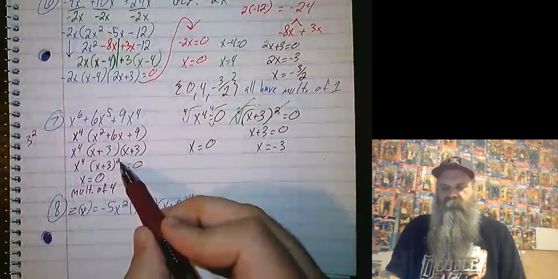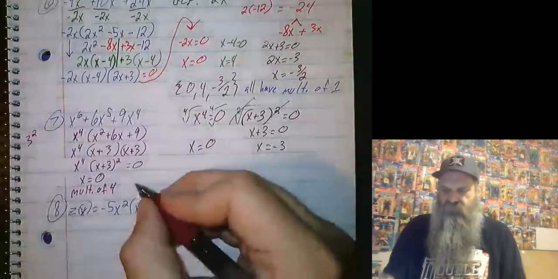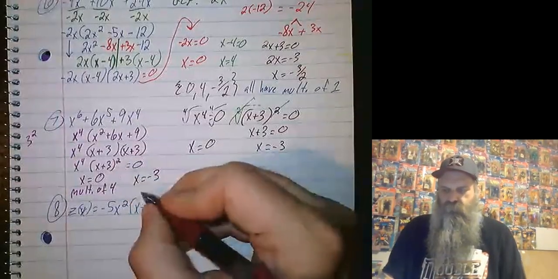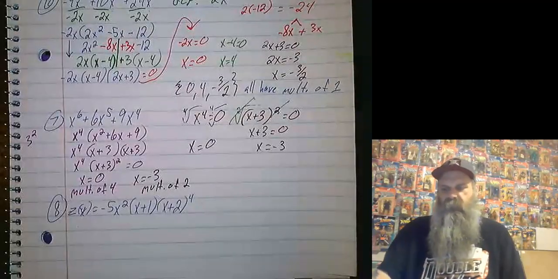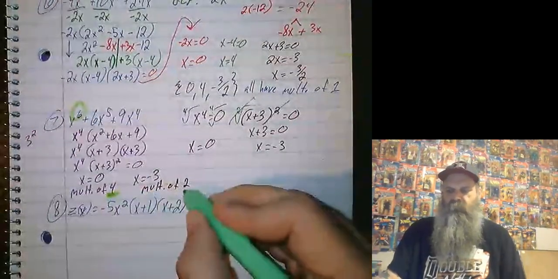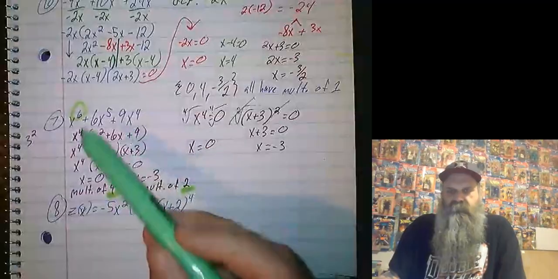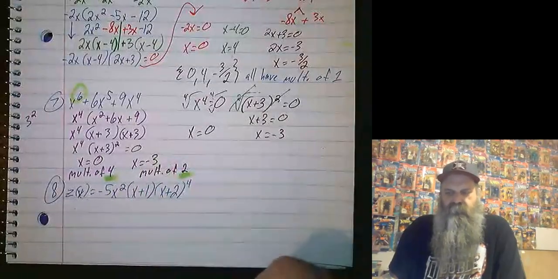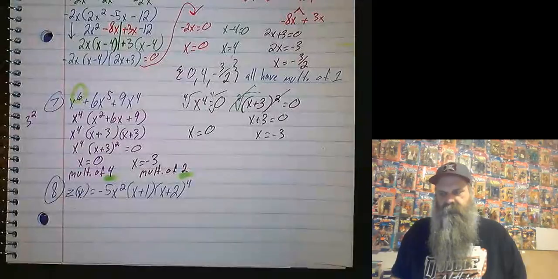And then if I have x plus 3 squared equals 0, if x plus 3 is the factor, the solution is x equals negative 3. And that has a multiplicity of 2. And that makes sense because we started with an x to the 6th and a multiplicity of 4 plus a multiplicity of 2 gives us 6 solutions. 4 of those solutions are zeros, 2 of those solutions are negative 3. But 4 plus 2 gives us the 6.